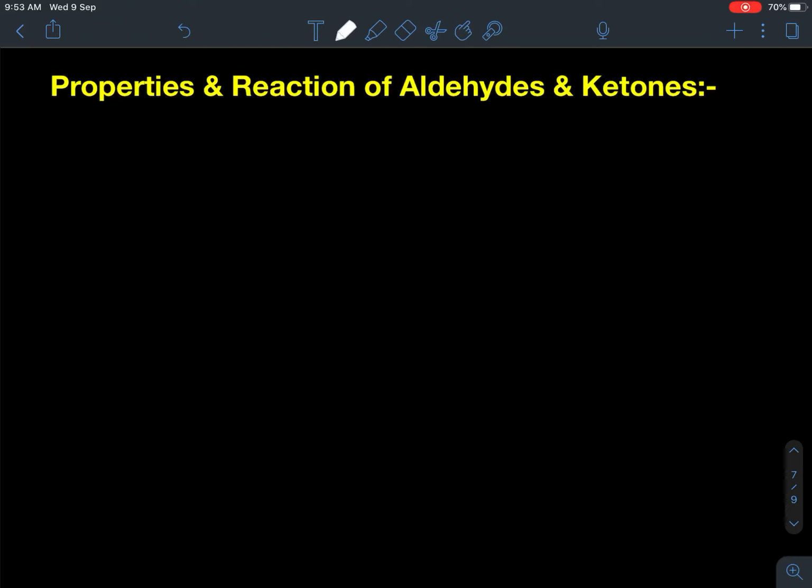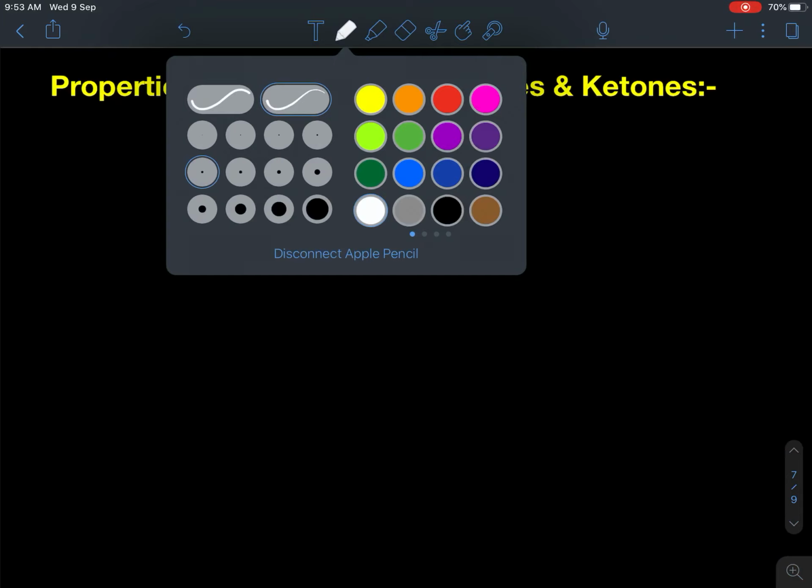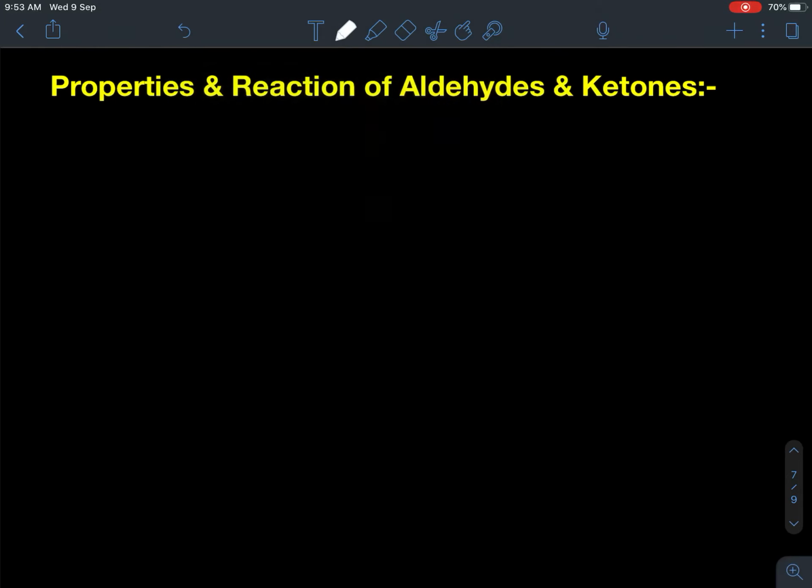Now the first thing we are going to study here is the properties of aldehyde and ketone. Under that, let us first discuss the bond polarity and the dipole moment. And once that is done, we will compare the boiling point of the aldehyde and ketone with other species like carboxylic acid and alcohol of comparable molecular weight.